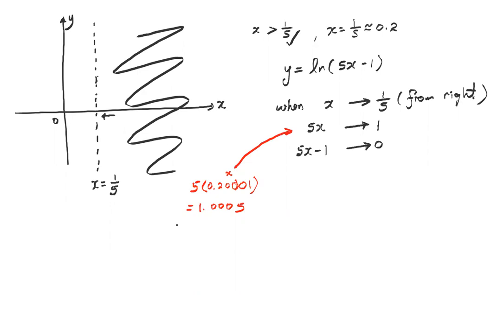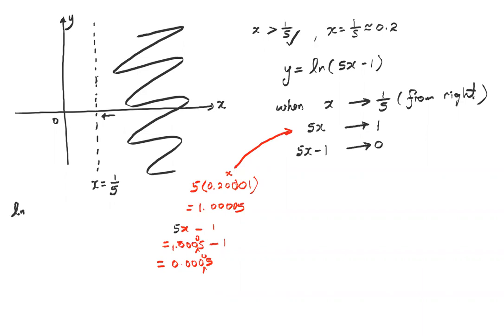So my 5x minus 1 will be 1.0005 minus 1. So it will be 0.0005. Am I right? Correct? Now, if you have your graphic calculator, we know. But I'm going to teach you how to see without a calculator. We know true facts.